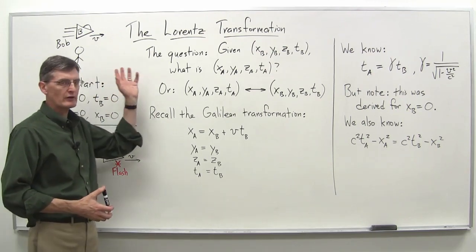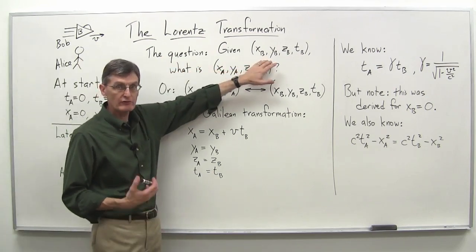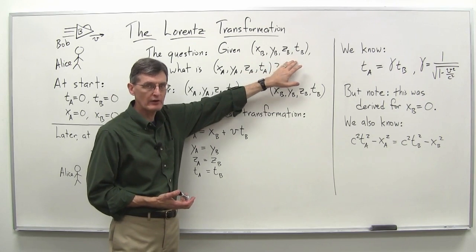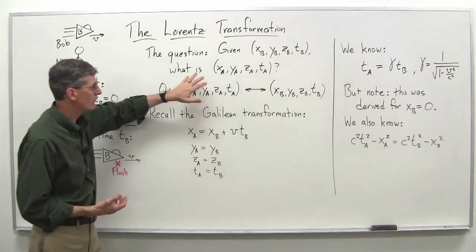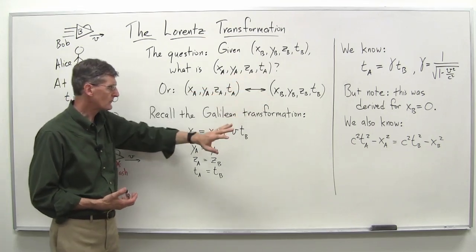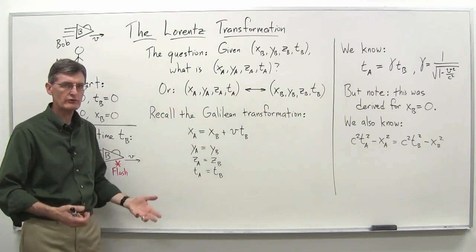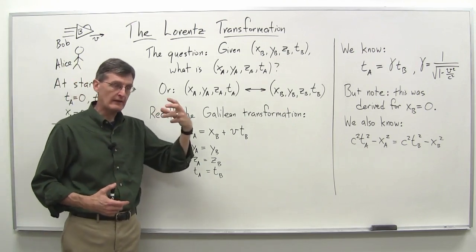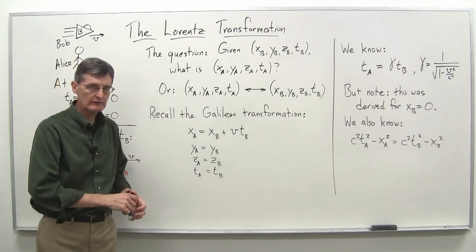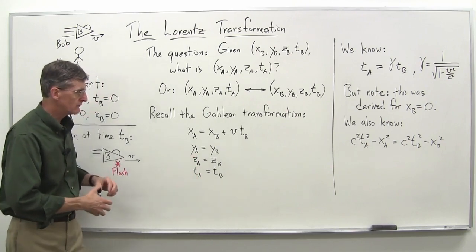But here's the basic question we want to try to answer. Given the space-time coordinates of an event in Bob's frame of reference, so x_B, y_B, z_B, and some time t_B, what would the coordinates be for Alice? x_A, y_A, z_A, and t_A. In general, we'd like to go back and forth between the two coordinate systems. If Bob measures something and says, hey, I saw a flash of light, and it was at this location in my frame of reference, and this time, we'd like to have a relatively simple calculation so we can find out the coordinates of that flash of light in Alice's frame of reference.